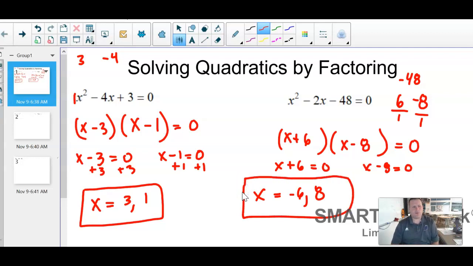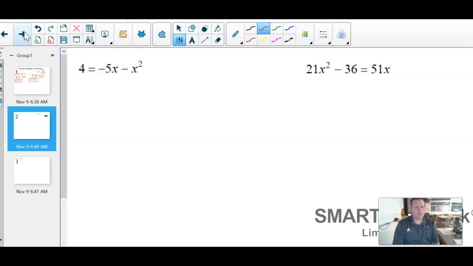Okay, so if you know how to factor, this should be pretty slick today. Let's look at a couple of variations here. If you notice something about this equation, it's not set equal to 0, so I'm going to move everything to the left, what I call Beyonceing the equation. So I'm going to add 5x and add x squared to the other side, and then I'm going to put it in standard form.